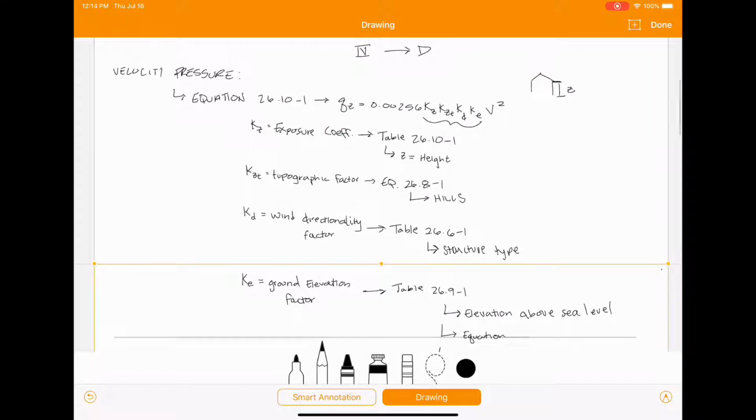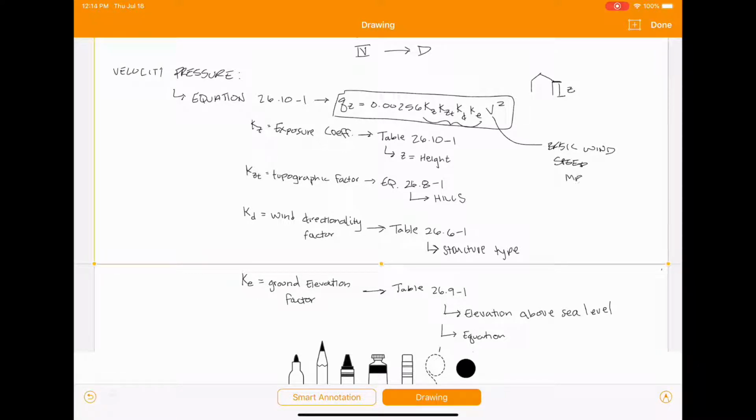And so then once you find all those factors, you can just plug them into that equation. Again, this V here is your wind speed that we found above, and you input that in miles per hour. Again, the units aren't really going to work out, but as long as you put this in as miles per hour, then your qz will come out in psf, which is what we want.